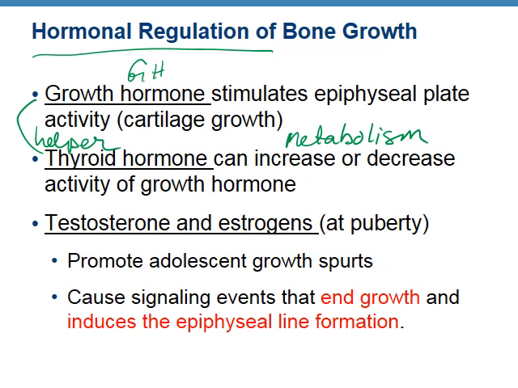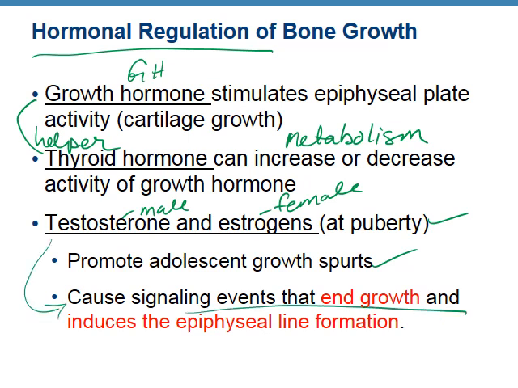We also have estrogen and testosterone. So this is male hormone, right? And this is female hormone. And at puberty, we usually have these growth spurts due to the elevated levels of estrogen and testosterone. But they also signal the events that end the growth period and signal the epiphyseal line formation.